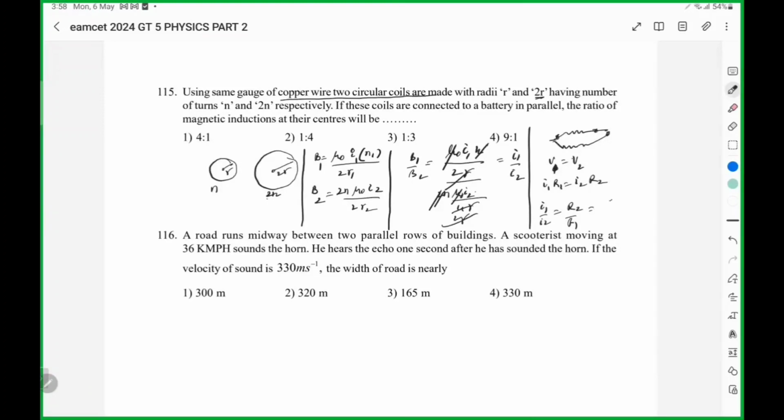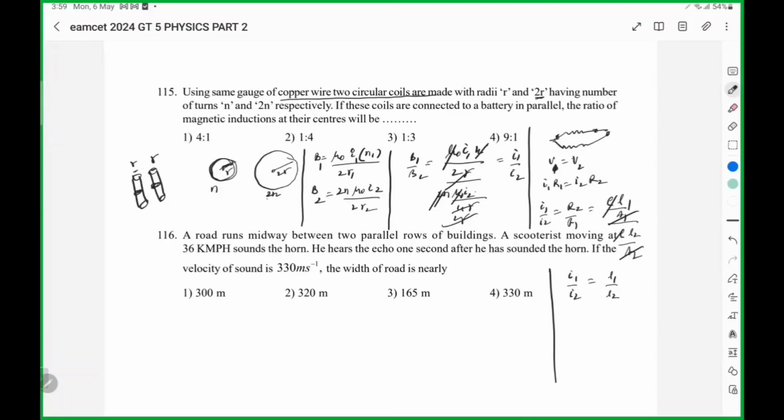Here R1 is rho L1 by A1, R2 is rho L2 by A2. Both are the same gauge copper wires. Here you have radius; this radius and the coil radius are different. Both have the same cross-sectional area, so A1 and A2 get cancelled. So I1 by I2 is L2 by L1.